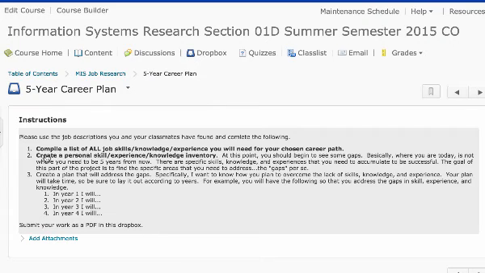Then I want you to create a personal skills, experience, and knowledge inventory. So at this point, you should begin to see some gaps. Step number 1 is point B. That's where you're going.